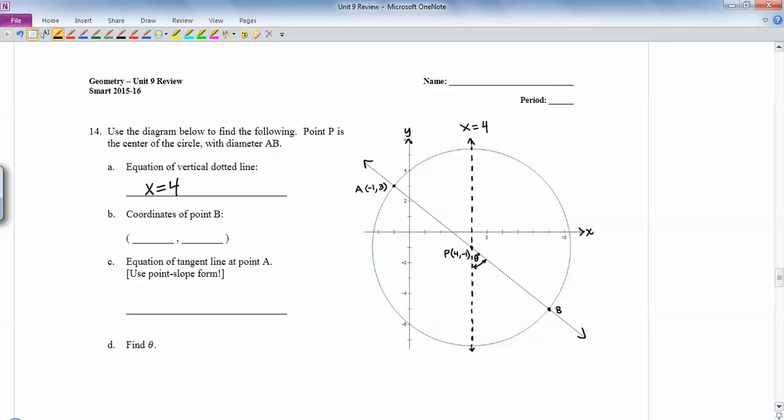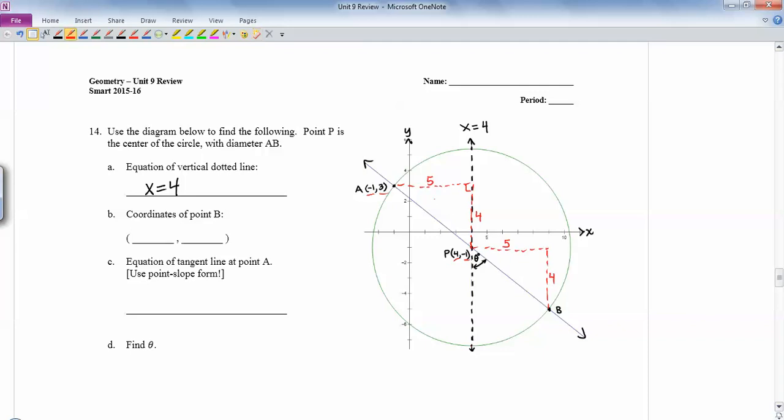Okay, coordinates of point B. Well, AB is a straight line. So if we made a slope triangle here from A to P, I could then duplicate it and end up going from P to B. So let's figure out what that is. So if I go across, the x's change. So -1 to 4 is 5 units across, and then 3 to -1 is 4 units down. And so that's the same as the 5 across and 4 units down right there.